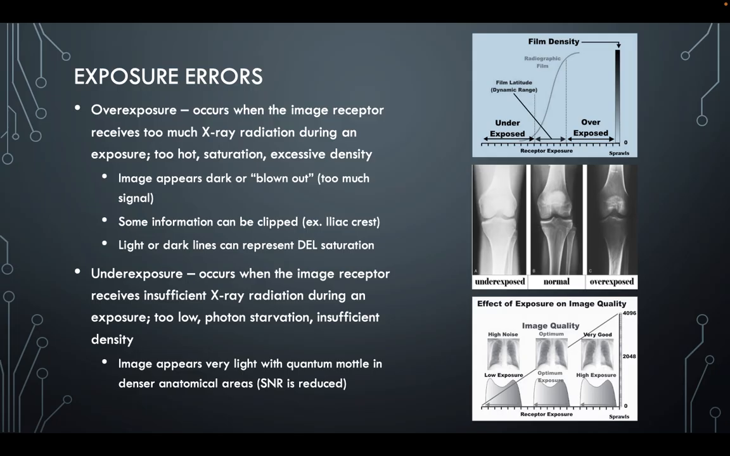Okay, so exposure errors. Overexposure occurs when the image receptor receives too much signal, so too much radiation is getting through. This can be referred to as too hot, saturated, excessive density, and this is referring to kind of saturation. It is density of X-ray that has reached my detector. This is not referring to patient density.